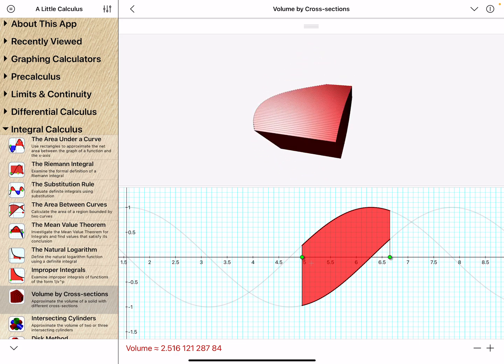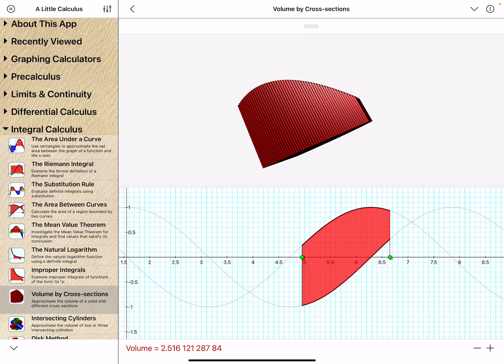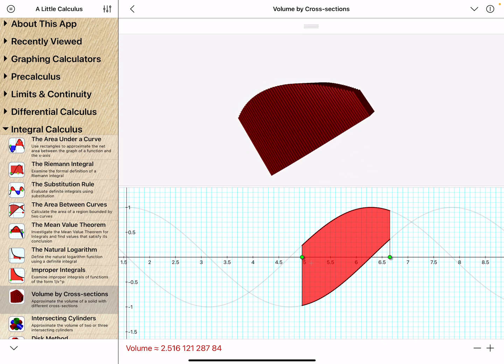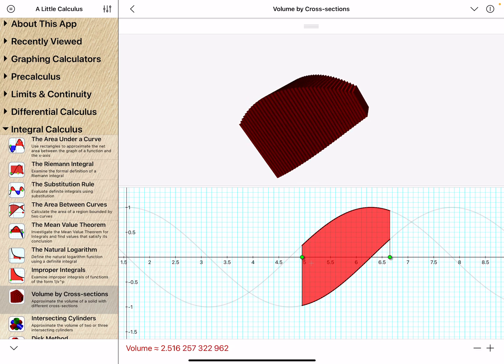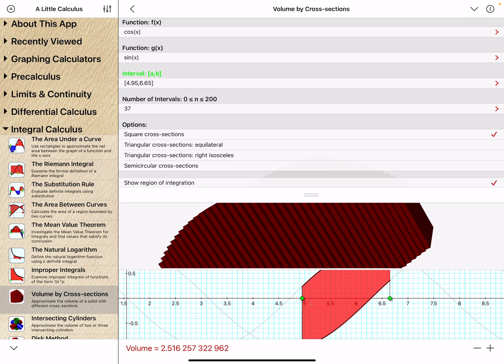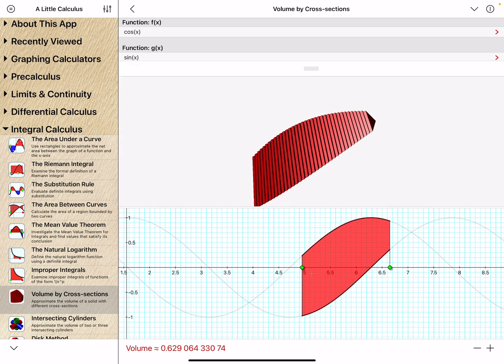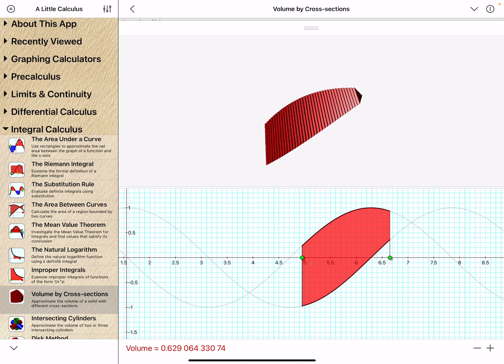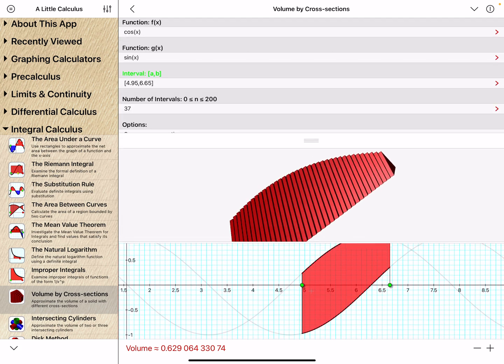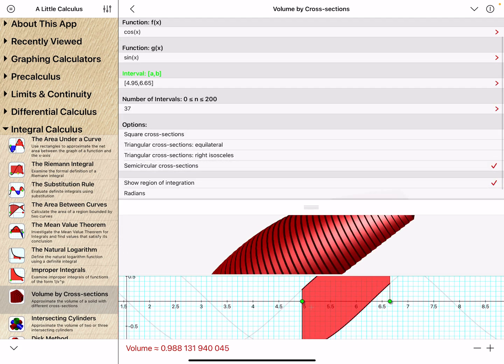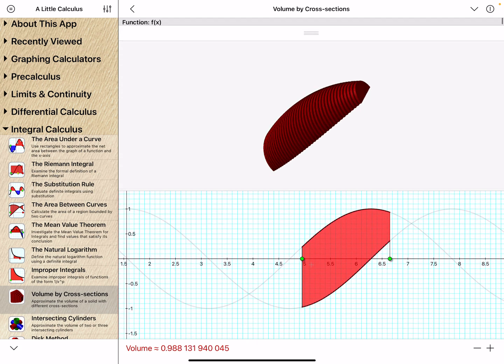Oh, it's starting to turn how I don't want it to turn. I want to try to get back to, that's good enough, okay? And you can see the volume of this thing will change. I'm going to leave it like this so you can see the square cross sections. How about if I make them right isosceles triangles? You can see the volume changes, the shape changes, and the volume's a little different based on the cross section I choose. What if I choose semicircular? Then I have these semicircles.